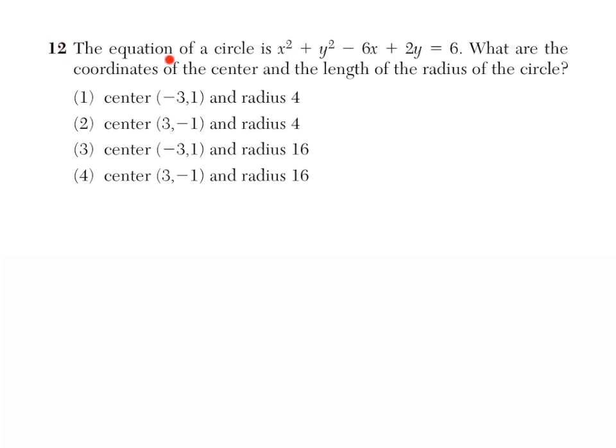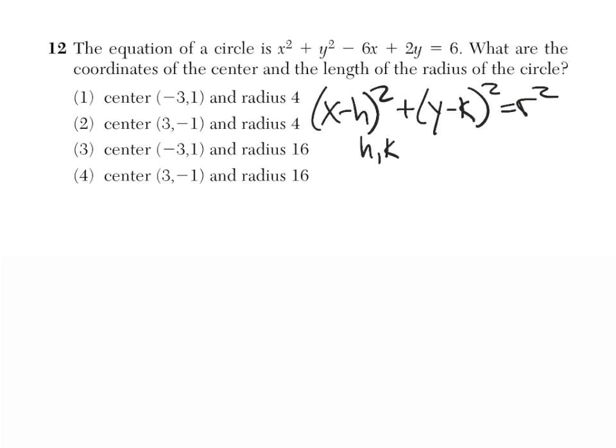Question number 12 says, the equation of a circle is x squared plus y squared minus 6x plus 2y equals 6. What are the coordinates of the center of the circle and the length of the radius of the circle? The first thing that I'm going to do is jot down the equation of a circle, which we remember is (x minus h) squared plus (y minus k) squared equals r squared. And we remember that r is the radius. We remember that (h, k) is the center of the circle. All right. How are we going to figure this out?